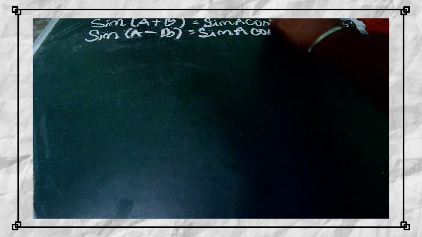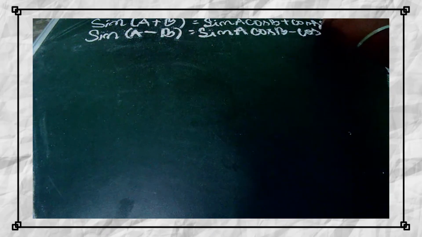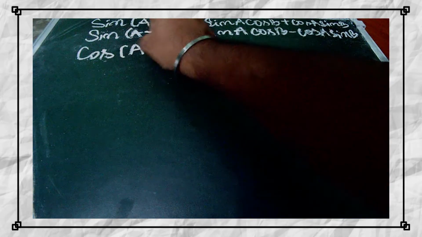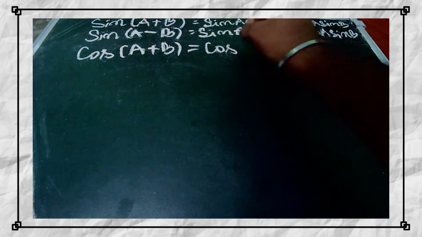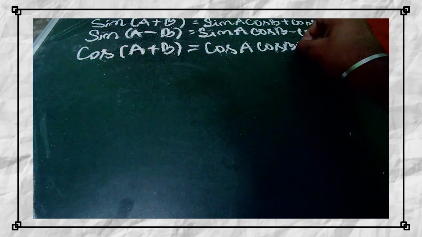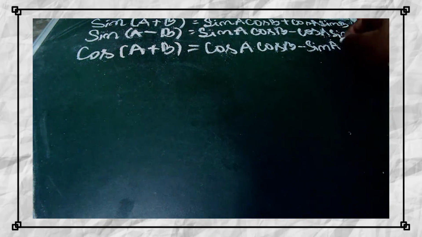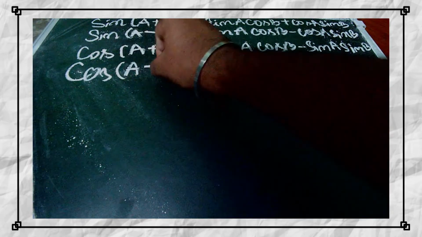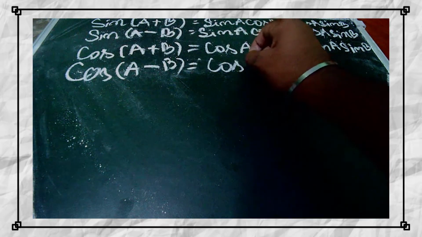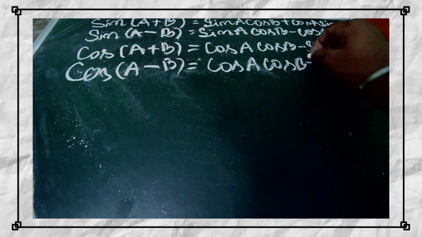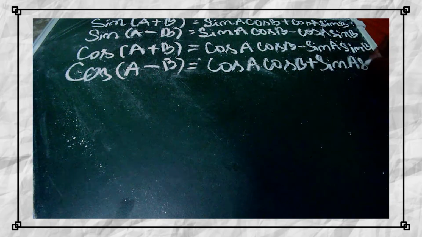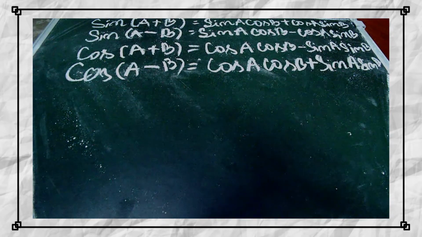Next is the value of sin of a minus b, which is sin a into cos b minus cos a into sin b. Next is cos of a plus b, which equals cos a into cos b minus sin a into sin b. Next is the value of cos of a minus b, which equals cos a into cos b plus sin a into sin b. So these were the 4 fundamental formulas.